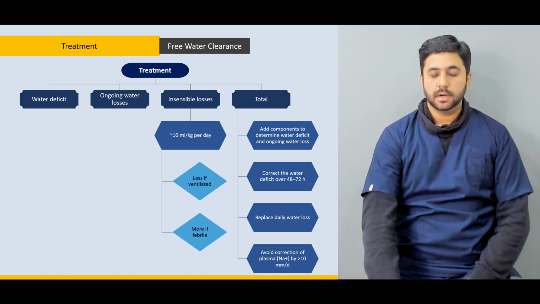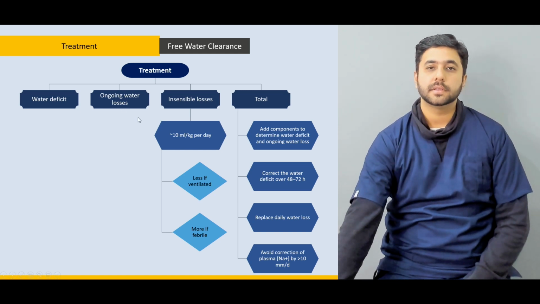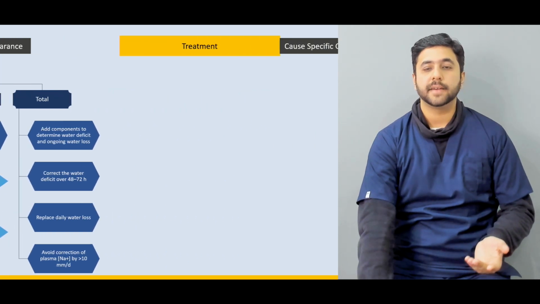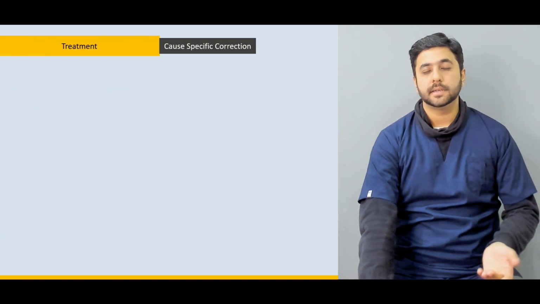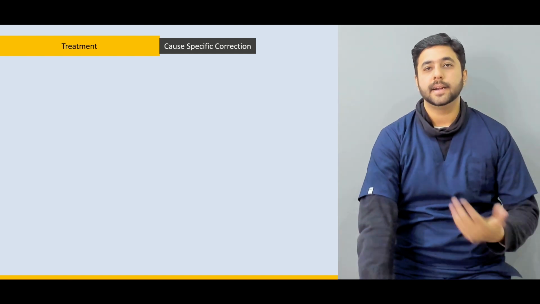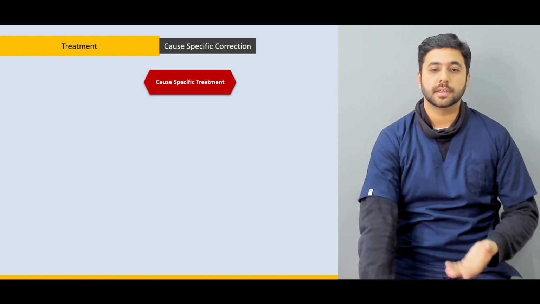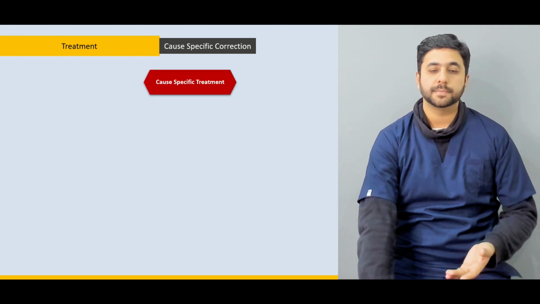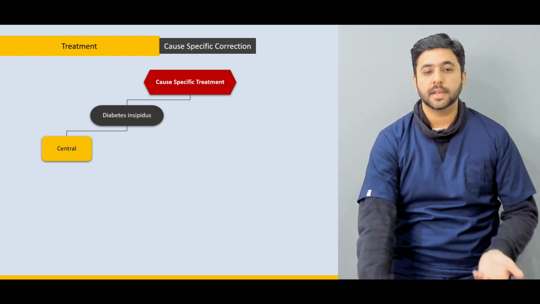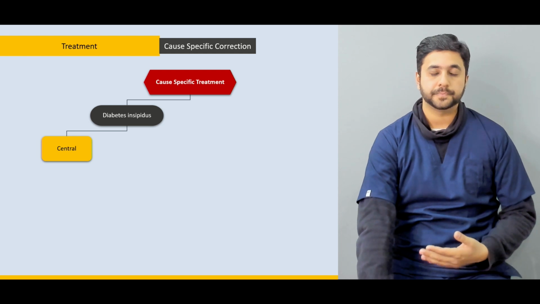Now, in addition to the free water loss, if we have certain evident causes, for example, if the patient has diabetes insipidus, or if there is some osmotic diuresis, for example in a DKA patient, then in addition to the correction of the water, it is very important to correct for the cause. So in terms of cause-specific treatment, if the patient has diabetes insipidus, then we first have to evaluate whether it is central or nephrogenic diabetes insipidus.